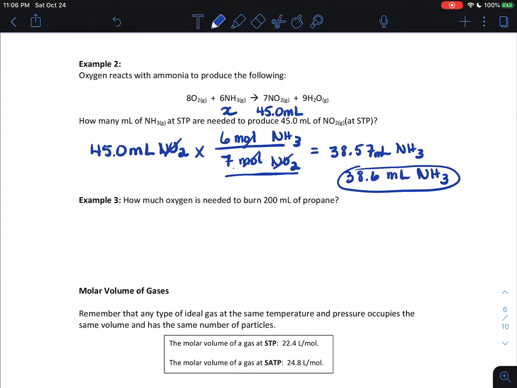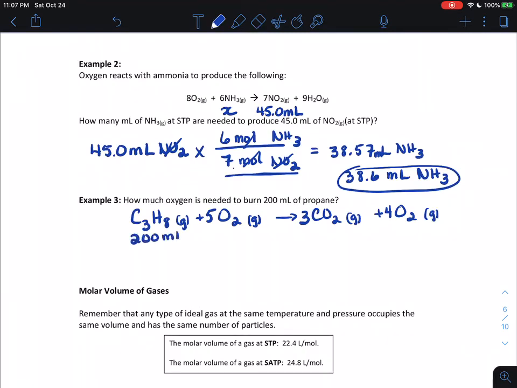All right, and our last example here says how much oxygen is needed to burn 200 mils of propane. So I'm burning propane, and I hope that you still remember that with combustion equations, your second reactant is always oxygen, and your products are carbon dioxide gas and water. And to balance it out, we're going to use C, H, O. So here's 3 carbons, 4 oxygens to have a total of 8, and this gives me 6, 7, 8, 9, 10, so I need 5 there. So here is my balanced equation for the combustion of propane.